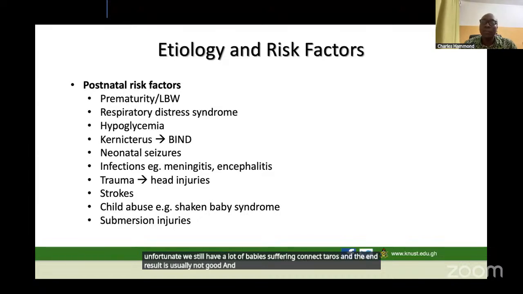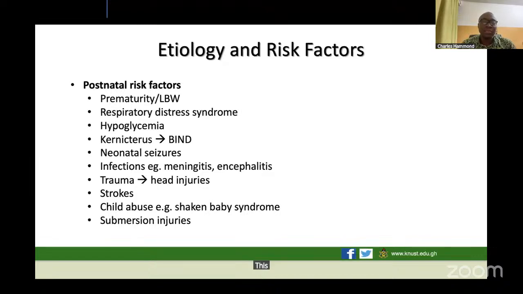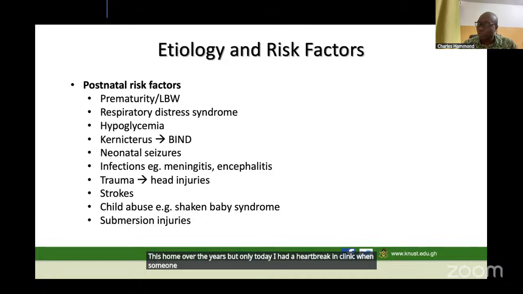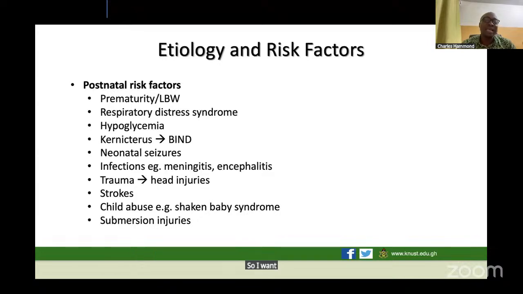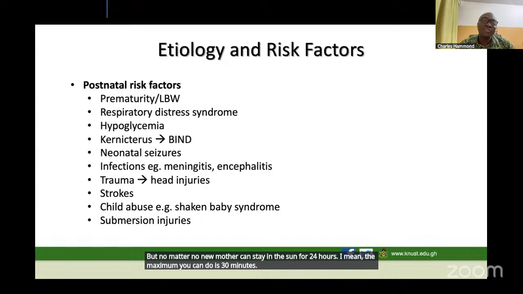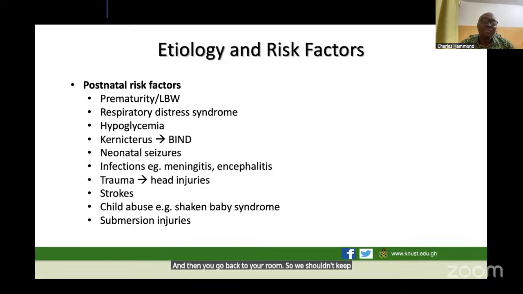We in the society have been drumming this home over the years, but only today I had a heartbreak in clinic when someone told a patient that when the baby has jaundice, they should expose them to sunlight. So I want to use this opportunity to say that, yes, the principle is good. Sunlight works the same as blue light that we use for phototherapy, but no new mother can stay in the sun for 24 hours. I mean, the maximum you can do is 30 minutes, and then you go back to your room. So we shouldn't keep asking mothers to use sunlight exposure to treat jaundice.